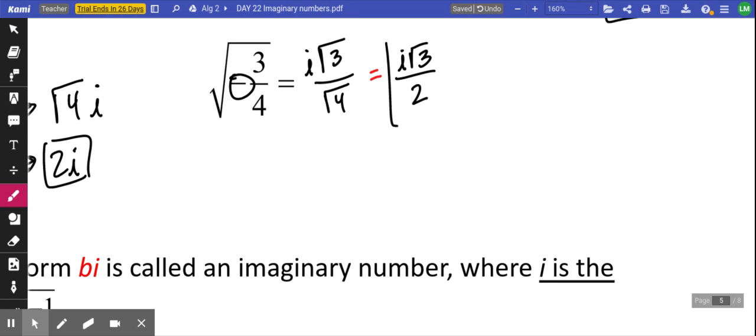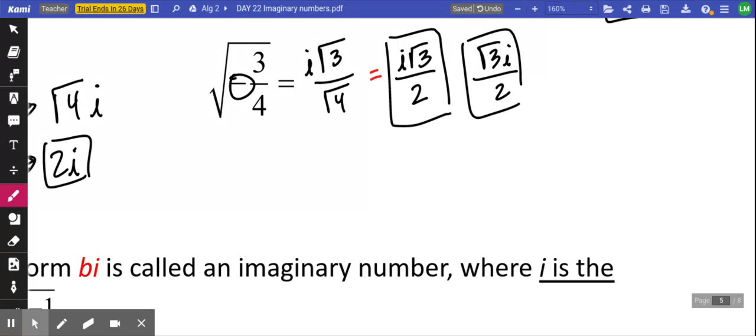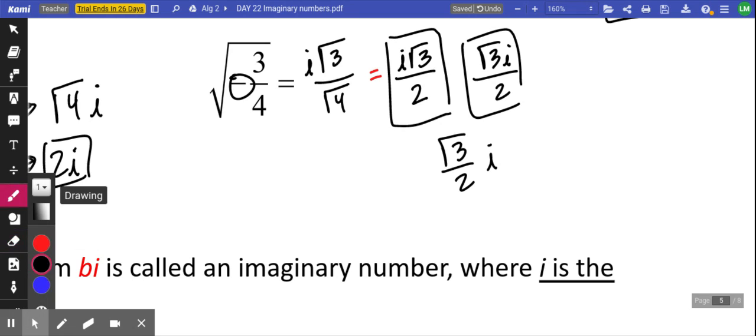And again, we can either write it in this form here. We can write it as root 3i over 2. We can write it as root 3 over 2 times i, or even not the times there. We just got to make sure that i doesn't end up on the bottom somewhere, okay? So all of those are different forms of the same answer.